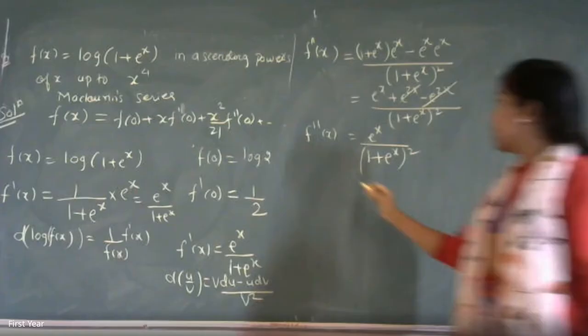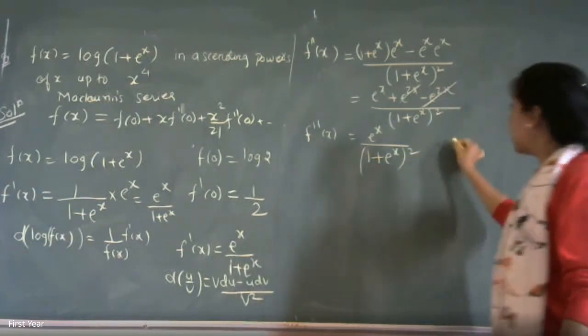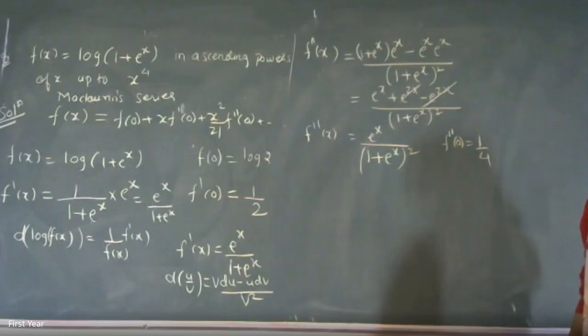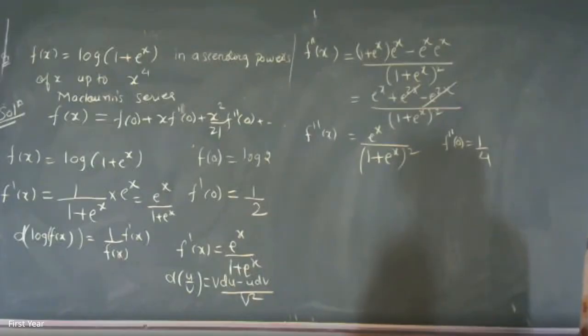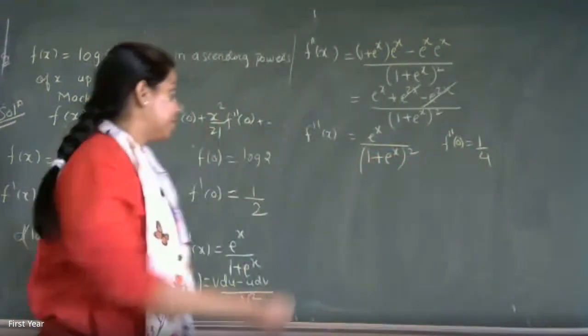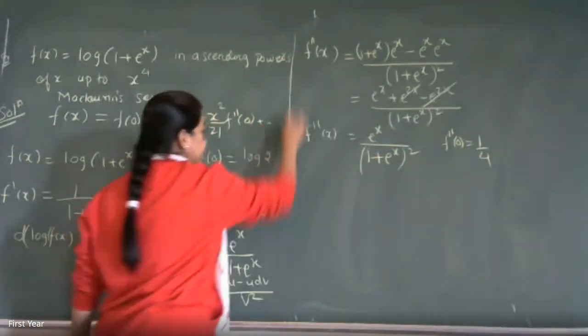Clear? Therefore what is f double dash at 0? It is 1 by 4, because e raised to 0 is 1, 1 plus 1 is 2, square is 4. 1 by 4. Correct? Everyone? Yes, ma'am. So you got f double dash at 0 is 1 by 4. Now you have to find f triple dash at x, because you have to obtain 4 derivatives.